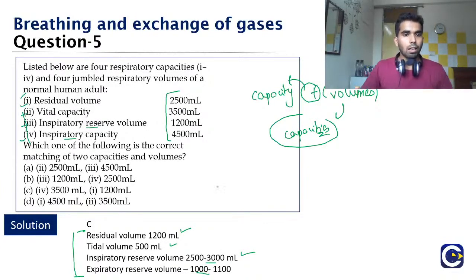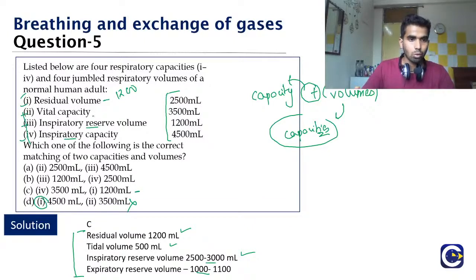So see, in biology, options are not always absolute, so you have to reach the nearest correct option. Okay, so let us see. How much is the residual volume? Residual volume is 1200. So let us see option number 1. It has to be 1200. It is wrong, so this can be correct.